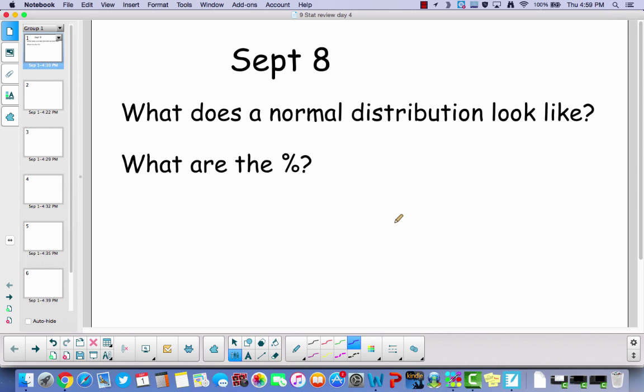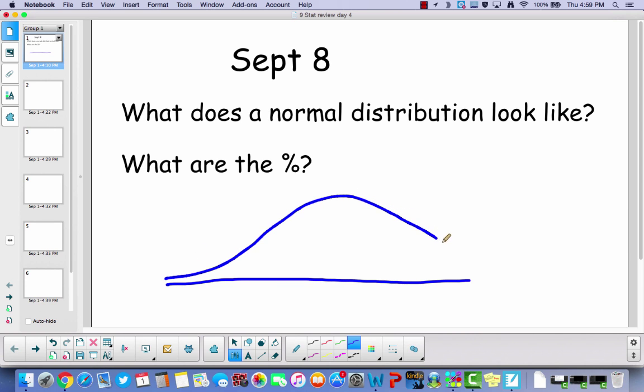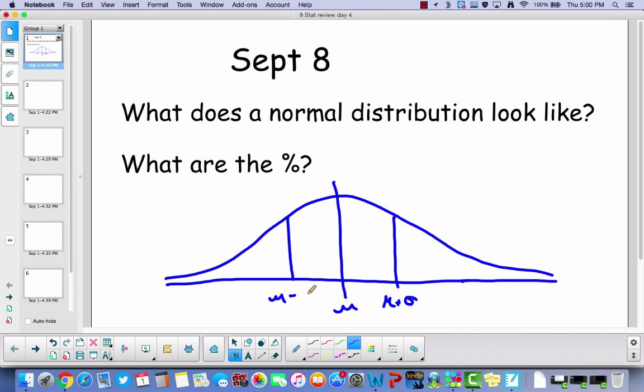All right, so now we've got the normal distribution curve. Do you remember what it looks like? Should look like that. Should be symmetrical. Remember, our mean is at the center, 1 standard deviation away to the left and to the right. Remember, mu is our mean, sigma is our standard deviation.